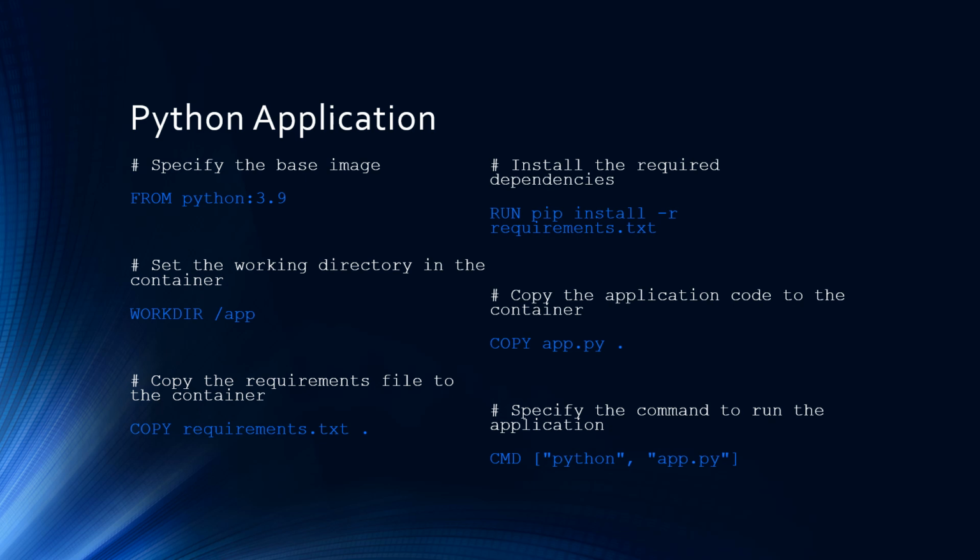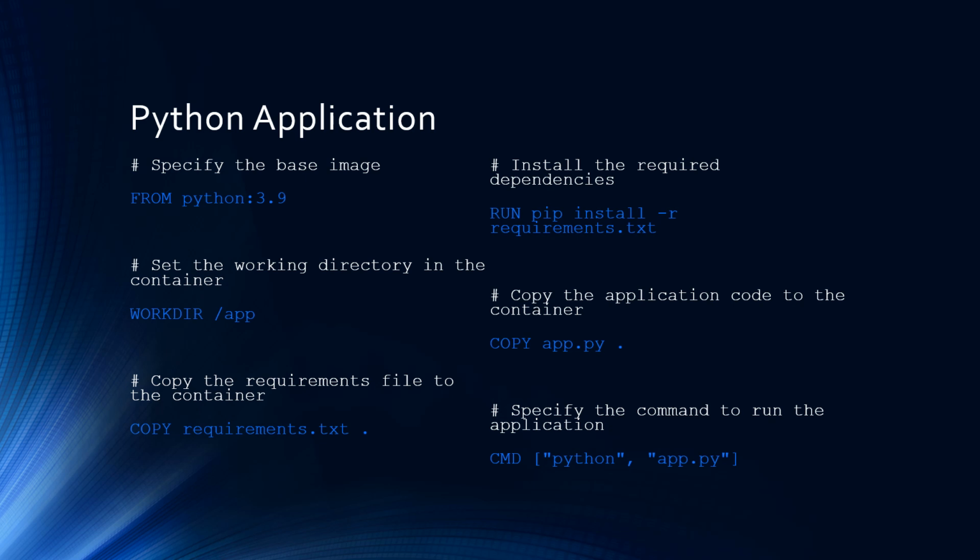Let's start with a fundamental example of containerizing a Python application. The Dockerfile we're examining is a perfect starting point for understanding container basics. The choice of Python 3.9 as our base image is deliberate. It provides a stable foundation while maintaining compatibility with most modern Python packages.